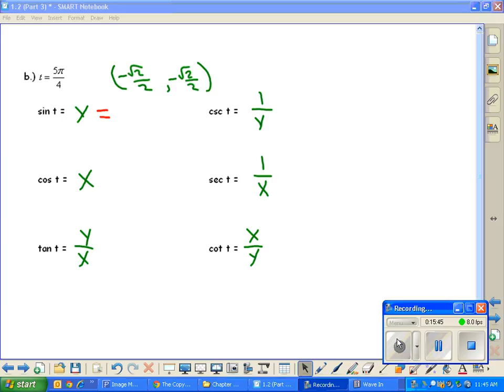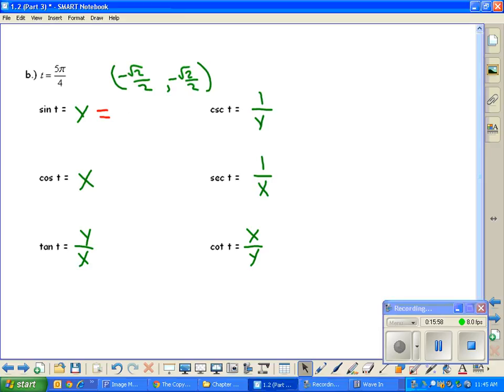Okie dokie. Sine of t. What is sine of 5 pi over 4? Anyone can just shout it out, it's fine. Yeah, that is correct. Negative square root of 2 over 2. Cosecant. Almost. Negative, yeah. Negative square root of 2. You have to multiply top and bottom by the reciprocal and make sure it's the exact reciprocal that has the negative in it, and that's how you'll get that negative to follow through.